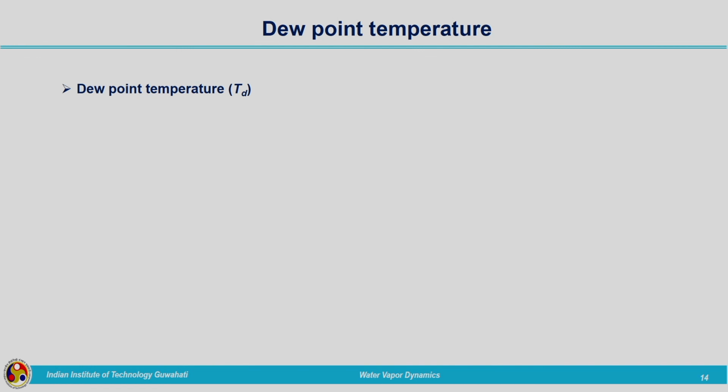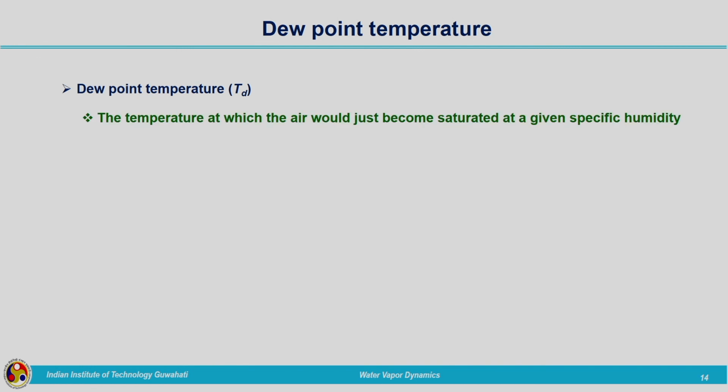Now next step is how to get these values. We are having an exponential curve, we are having an equation corresponding to saturation vapor pressure. Let us see whether it can be utilized for getting the value of relative humidity. For that we need to have some idea about a new term, that is dew point temperature. What is dew point temperature?